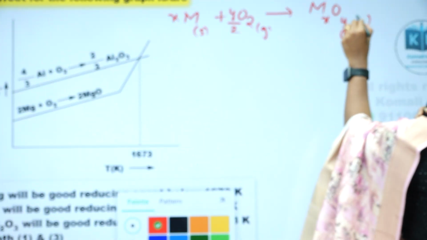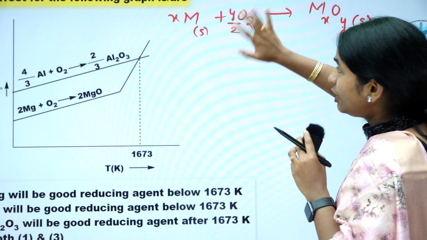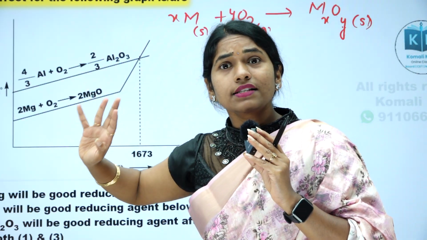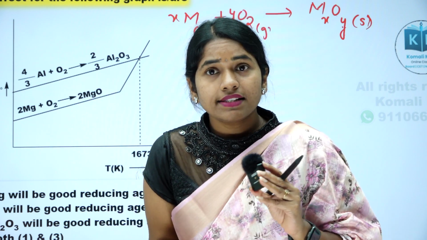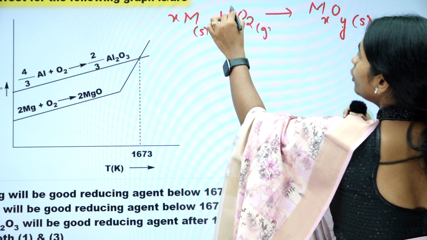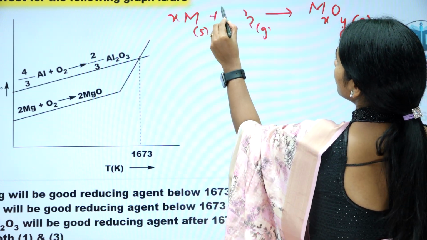This is solid. Now, I don't want it for y by 2 oxygens. I want to balance this reaction for only 1 mole of oxygen. Then how can I balance this reaction? So y by 2 I want to remove.